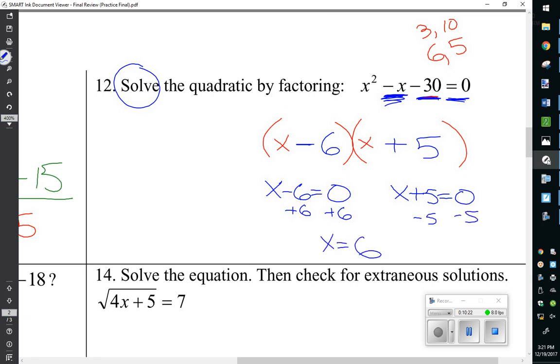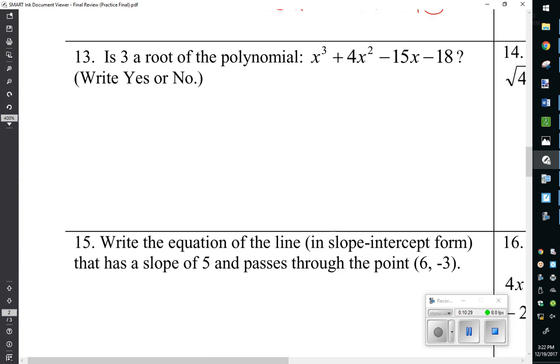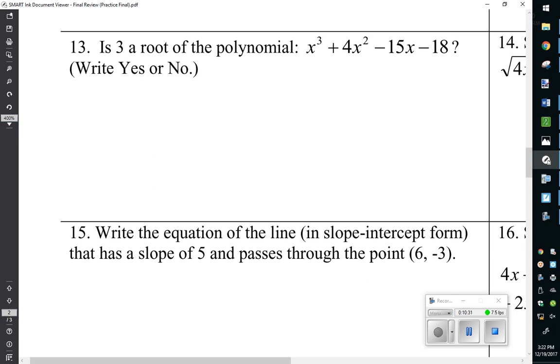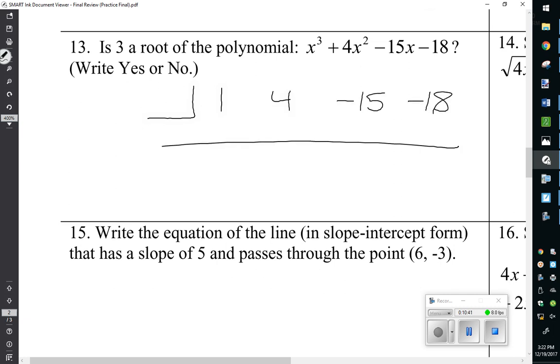X equals 6, and x equals negative 5. Solving by factoring. Is 3 a root? So to decide if that is a root or not, we are doing synthetic division again. 1, 4, negative 15, negative 18. We're trying to decide if 3 is a root.